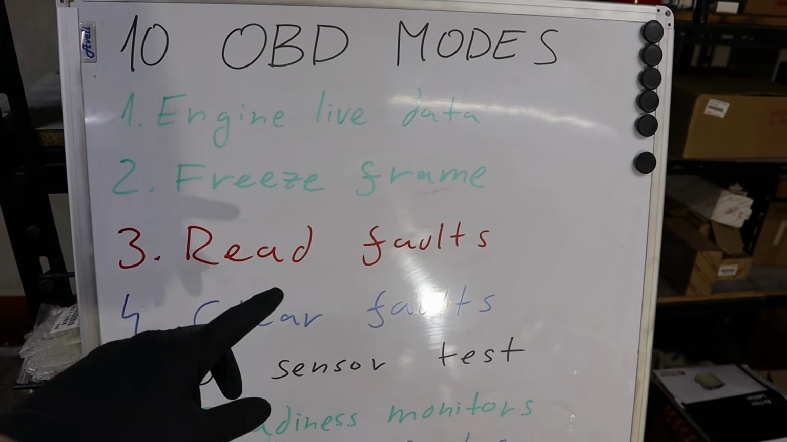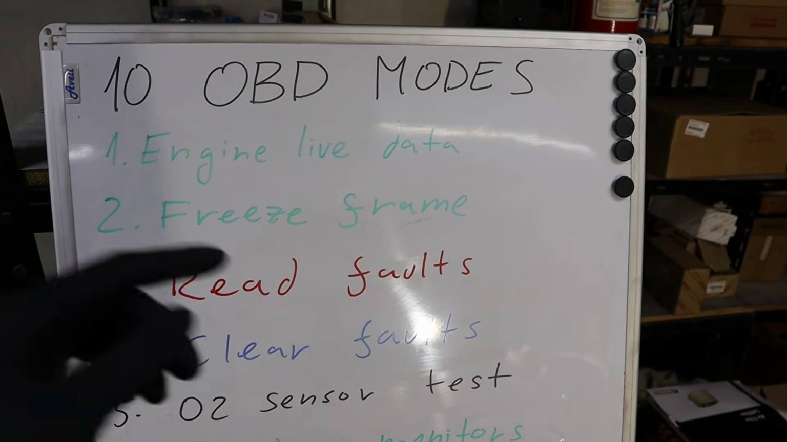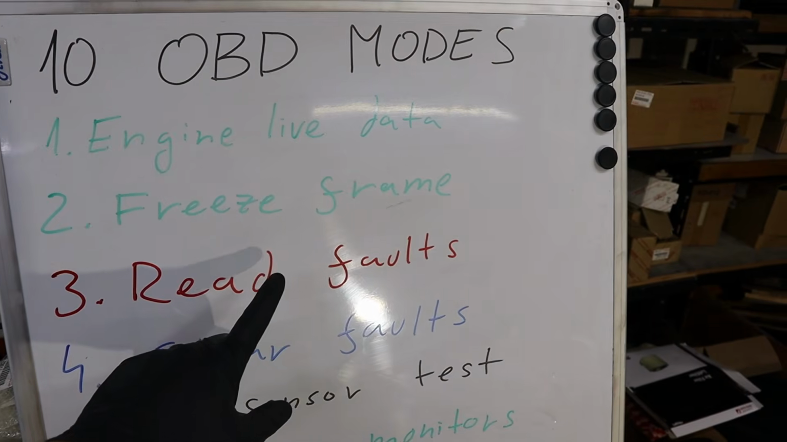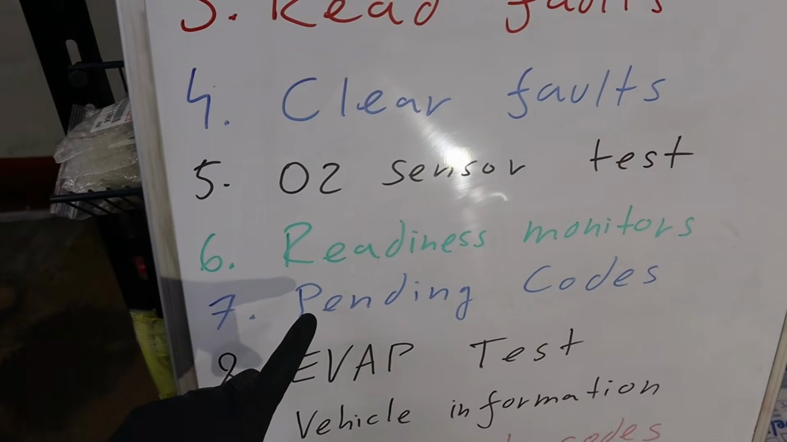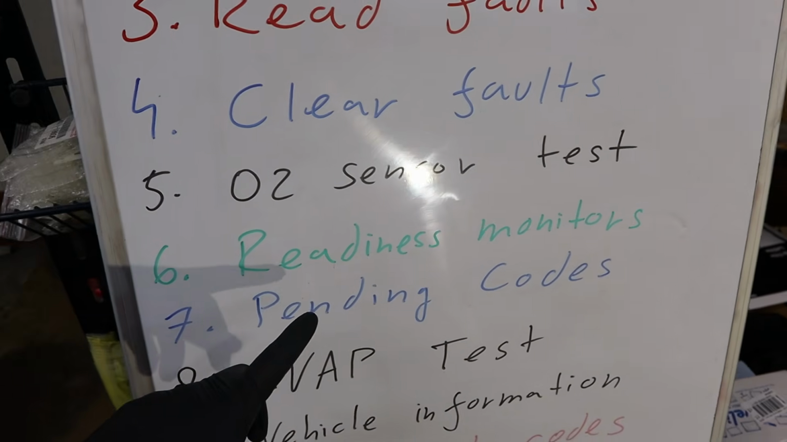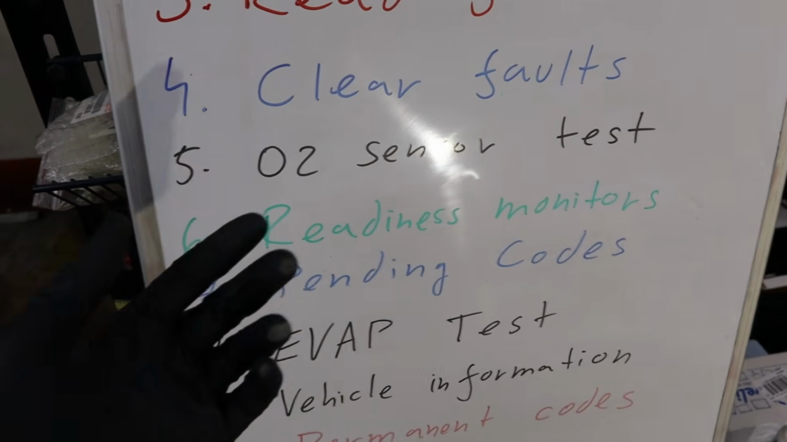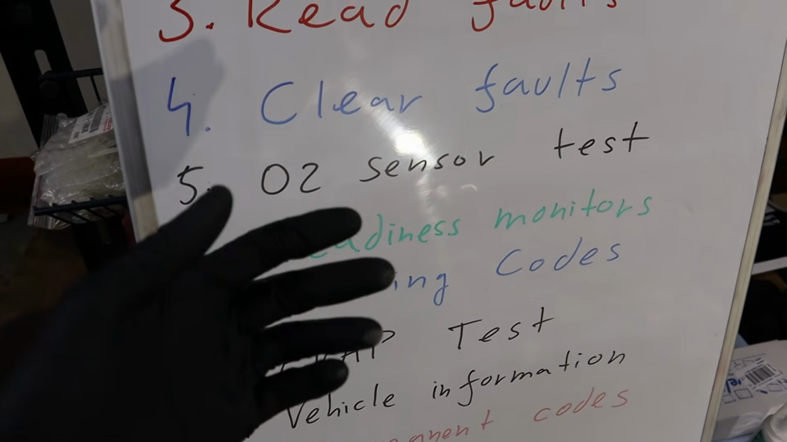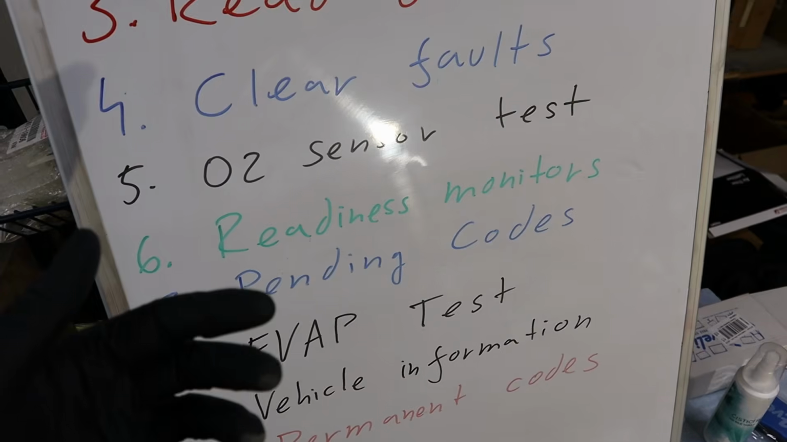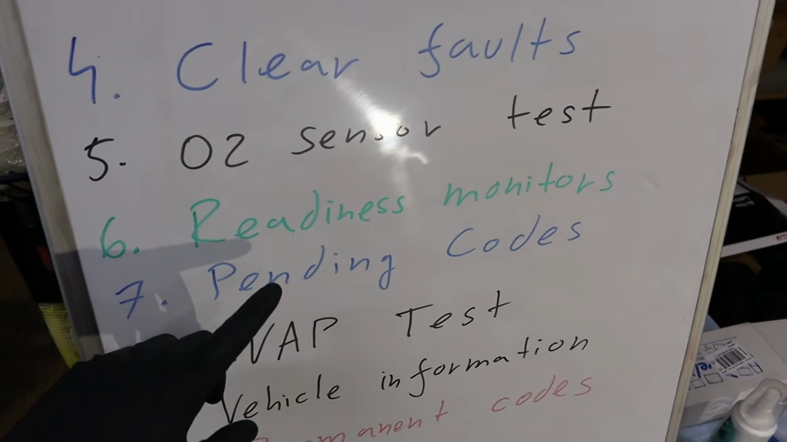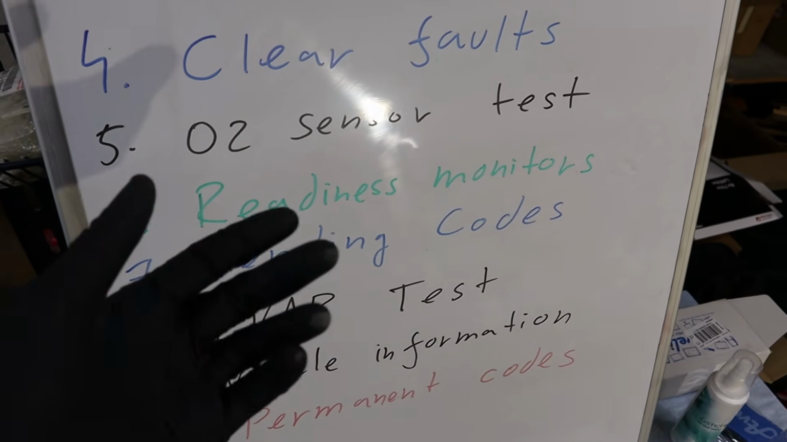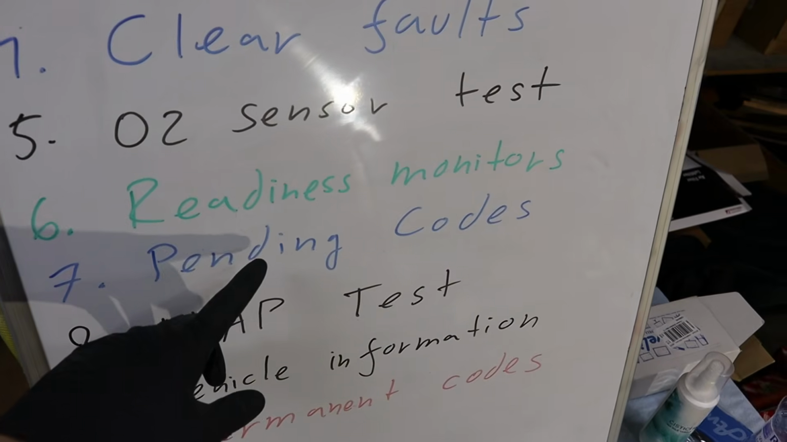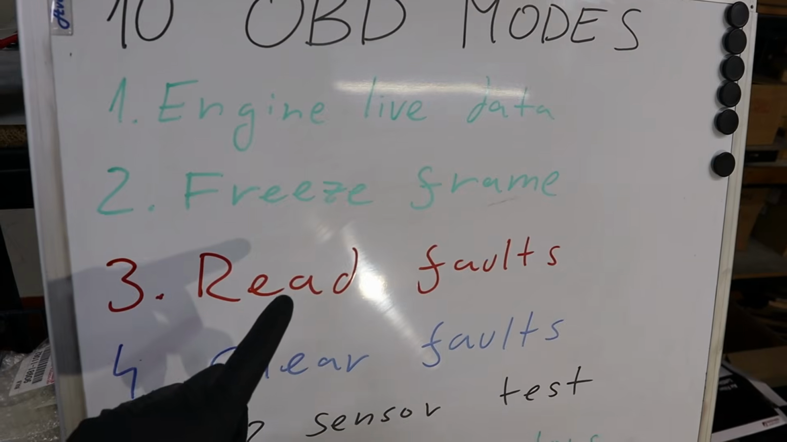So reading faults from your engine control module memory. You have 3 main types of codes. This is reading current codes. Mode 7 is reading pending codes. So that is basically a fault that isn't confirmed yet. Your OBD system still is not sure if it should set a diagnostic trouble code or not. So right now it is a pending code because it may have detected the fault only one time. If it happens again, this pending code will become a current code.